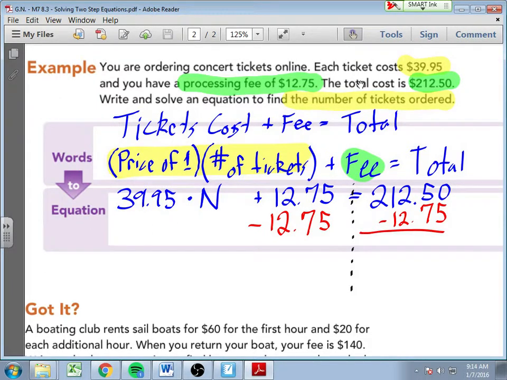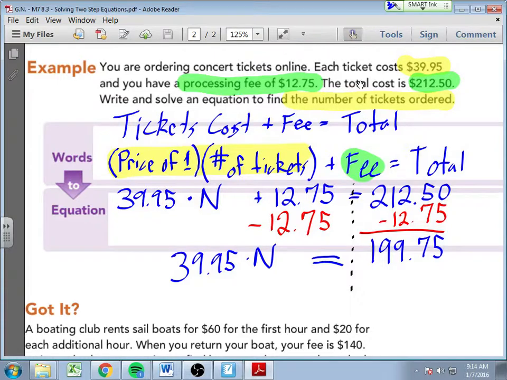So my right side ends up becoming $199.75. You should not have needed a calculator for that. I should have stopped you, really. My left side now is just the $39.95 times n equal to my $199.75.